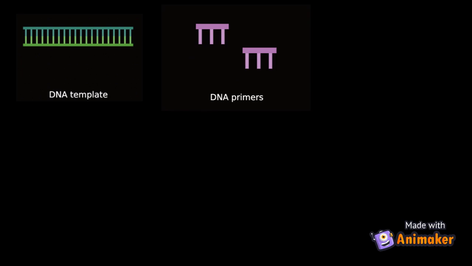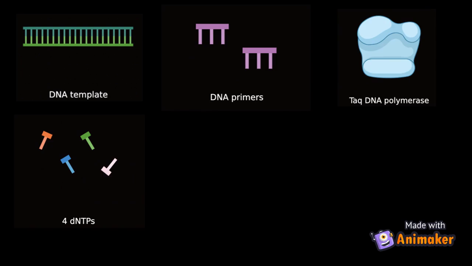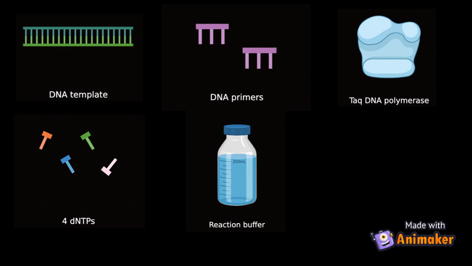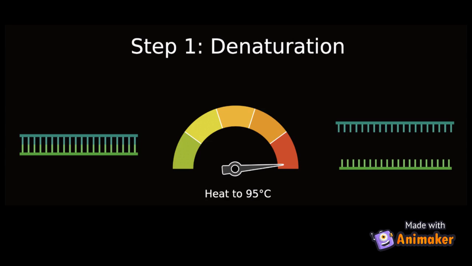The procedure of PCR involves 6 essential components: a DNA template, DNA primers, Taq DNA polymerase, dNTPs, a reaction buffer, and a thermocycler. PCR is performed in 3 steps: denaturation, annealing, and extension. In the denaturation step, the sample is heated to 95 degrees Celsius, which breaks the hydrogen bonds holding the DNA template together and produces 2 separate strands.